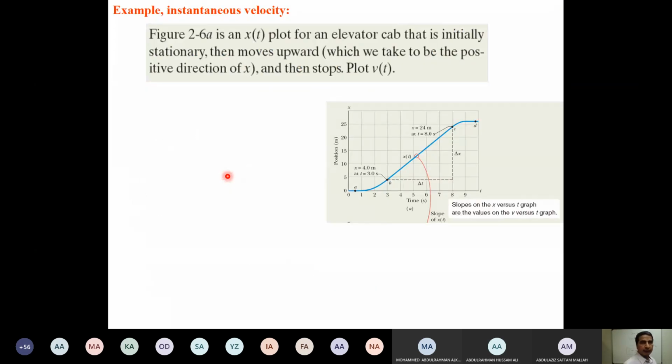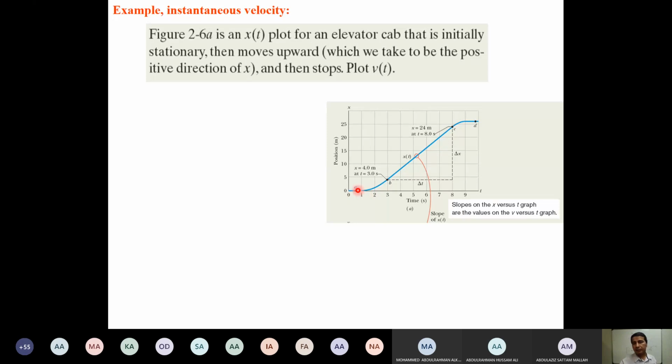All right. This is an example. In figure 2.6a is an x plot for an elevator cab that is initially stationary. Then it moves upward, which we take to be the positive direction for x, and then stops. Plot v. If you look at this graph, on the y-axis is the position, and on the x-axis we have time. So it is the position versus time graph. The elevator initially was at ground level, which we consider as 0.